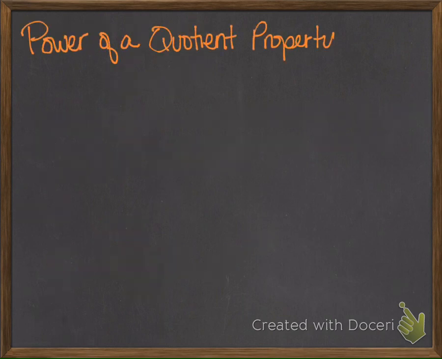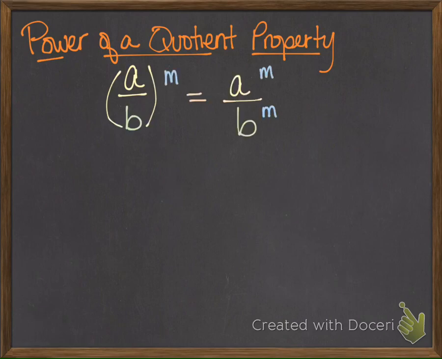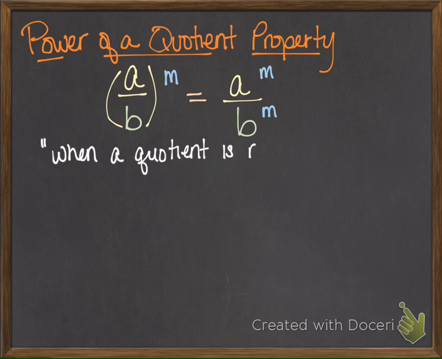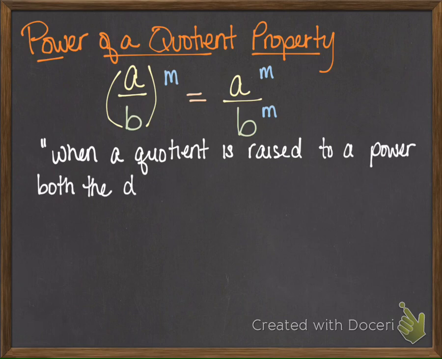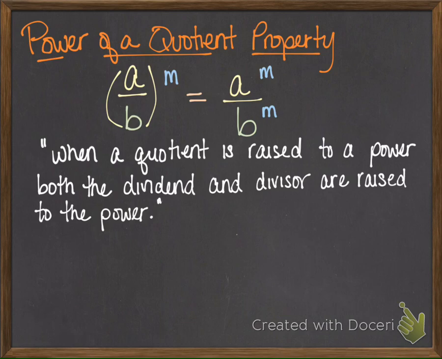Our power of a quotient property. A over b to the m, right? Quotient. It's the results of division, which means it's going to be a fraction when we represent it. So a over b to the m power could be rewritten as a to the m over b to the m. Each part of the quotient, we call them the dividend and the divisor, gets applied that exponent, similar to the product to a power.